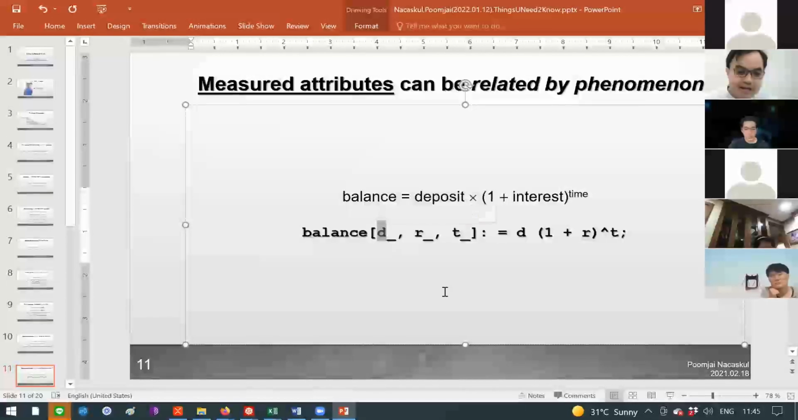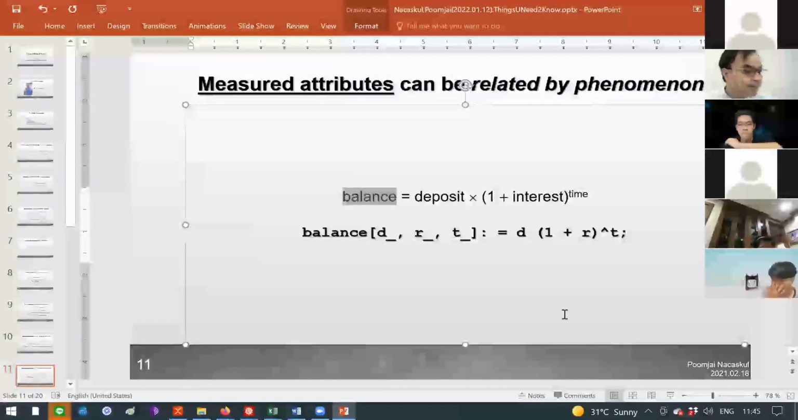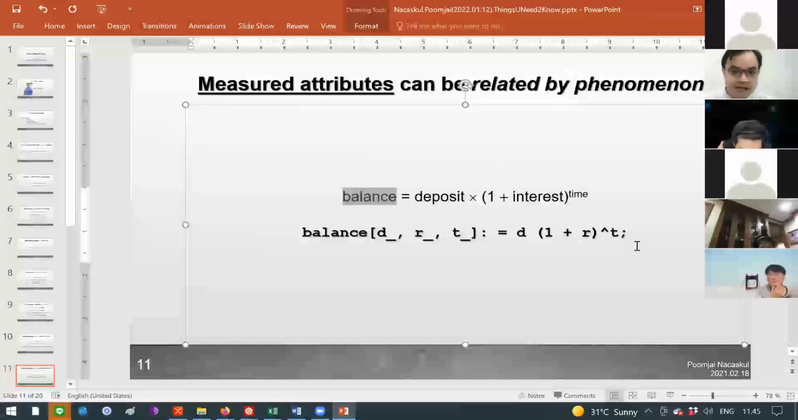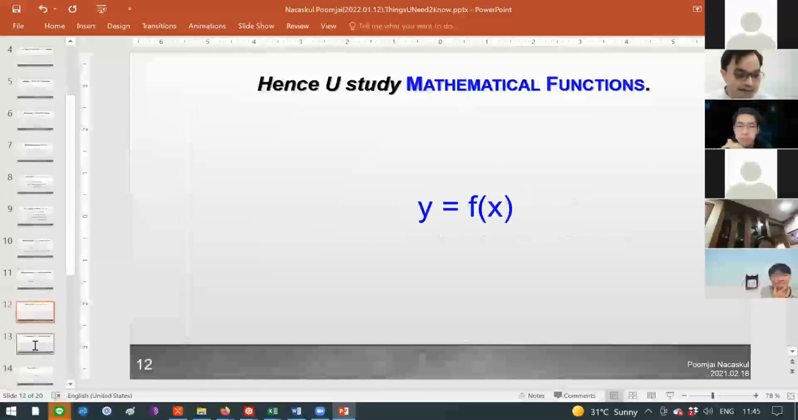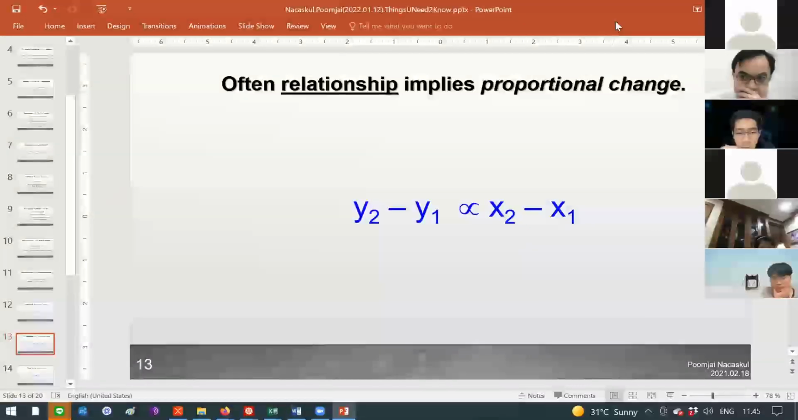If you put in D, that's the amount you deposit. If you put in the interest rate and the amount of time, at the end of that time, you get this much money. Okay? So again, it's related by a phenomenon that's mathematically described.